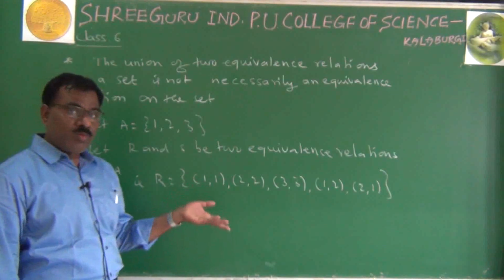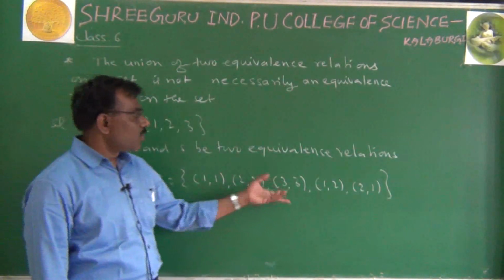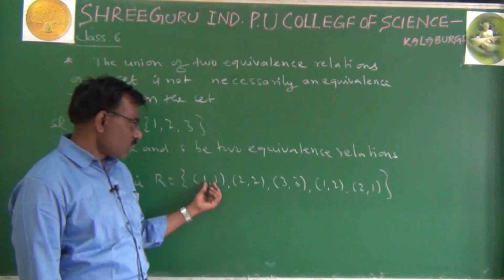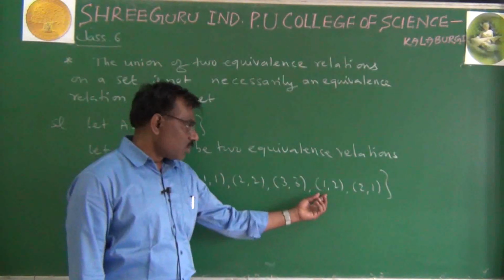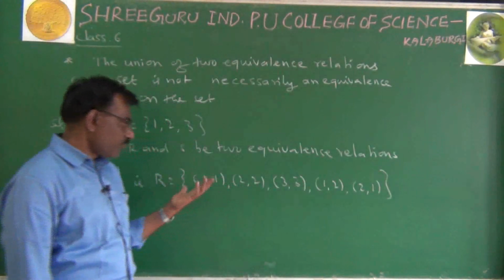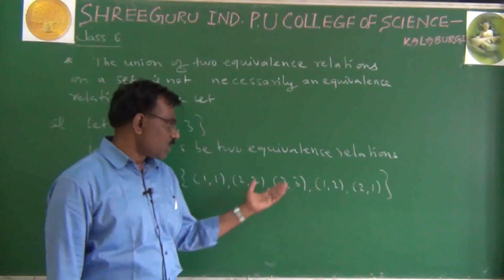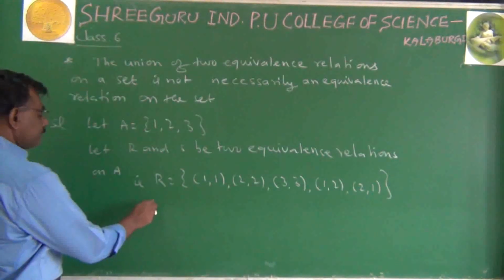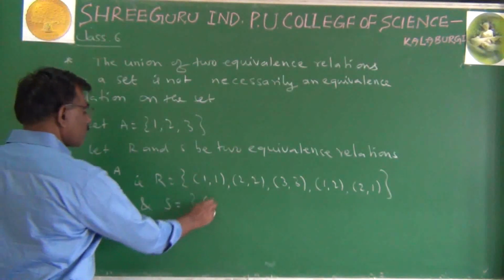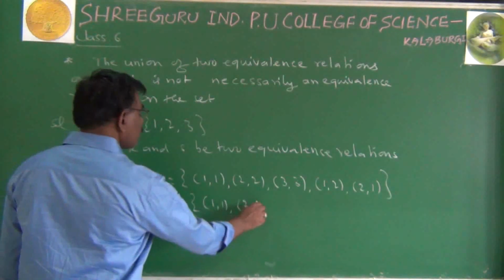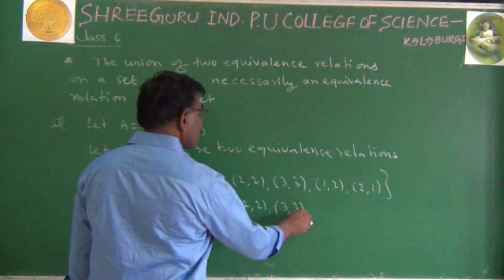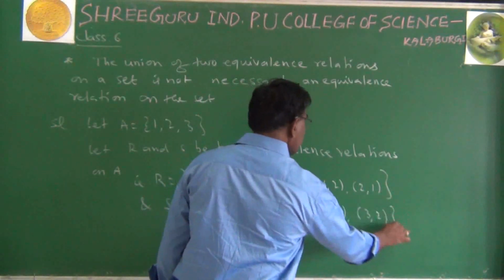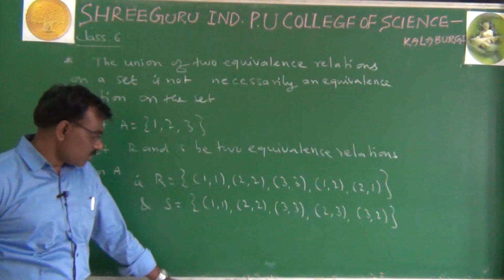Symmetric: if (a,b) is there then (b,a) is there: (1,1), (2,2), (3,3), (1,2), (2,1). Now you have to check transitive: (1,1), (1,2) gives (1,2); (1,2), (2,1) gives (1,1); (2,2), (2,1) gives (2,1). So this R is an equivalence relation, and S equals {(1,1), (2,2), (3,3), (2,3), (3,2)}. One more equivalence relation I am taking.